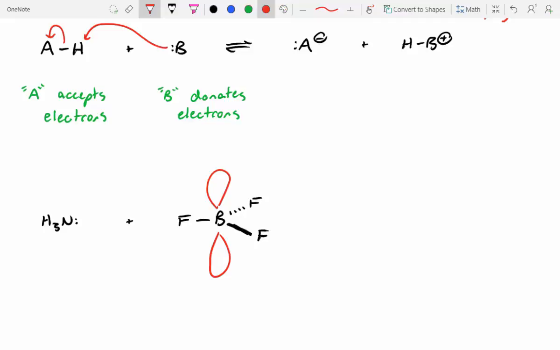Yep. Is that fluorine on the bottom in the same plane as the other fluorine? Yeah. Okay. All the fluorines are... I'm trying to draw the boron trifluoride flat. We just can't really do that in 2D very well. So over here we've got this empty p orbital.